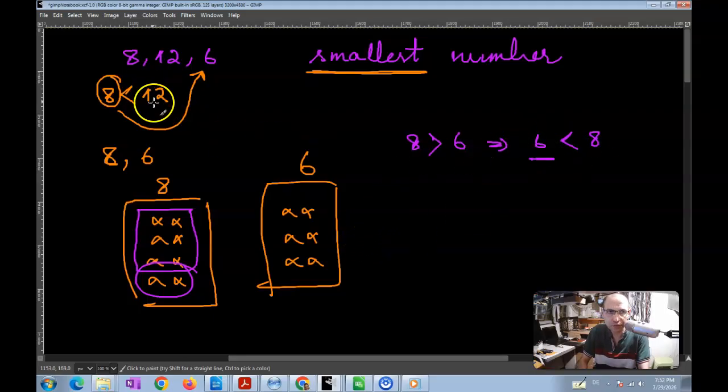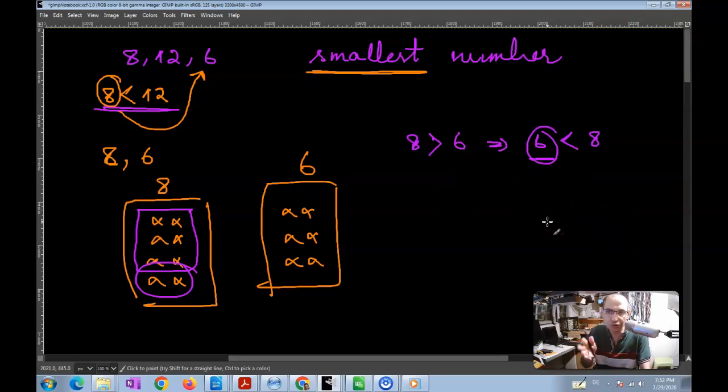So now in the first comparison we saw that 8 is less than 12, and then 6 is less than 8, so that means that 6 is the smallest number, right? That's one way to compare numbers.